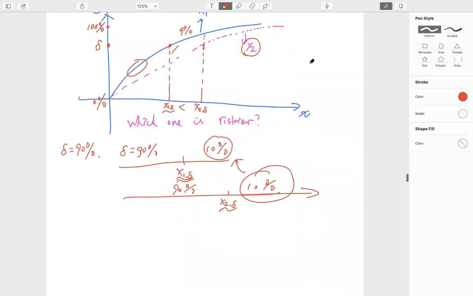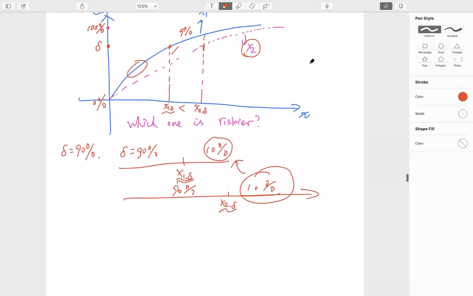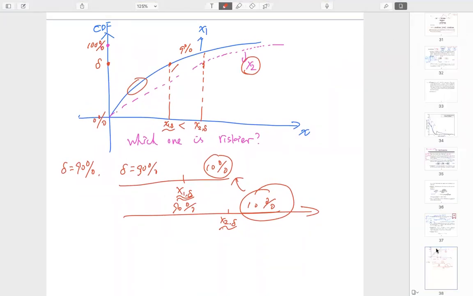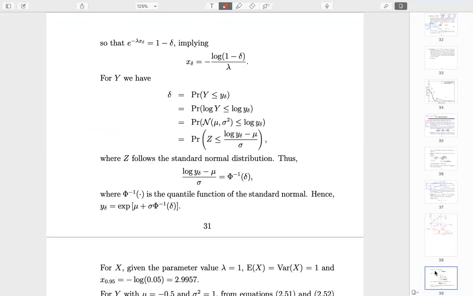You can also draw the PDF to help you understand this idea. So that is the reason why we need the quantile function to help us understand the riskiness of two random variables.